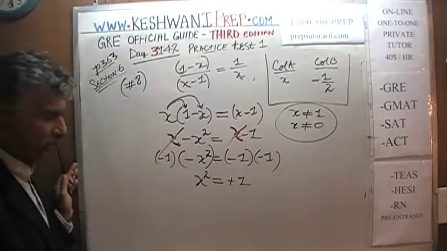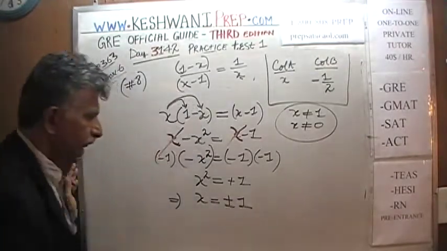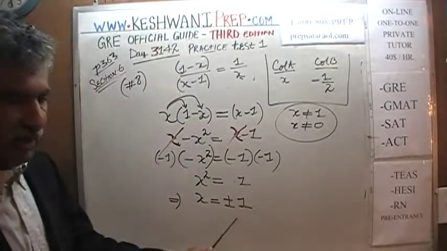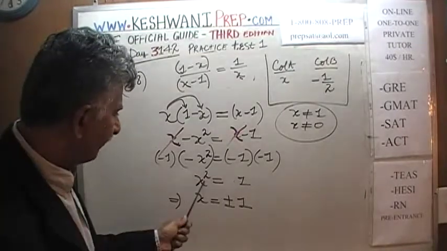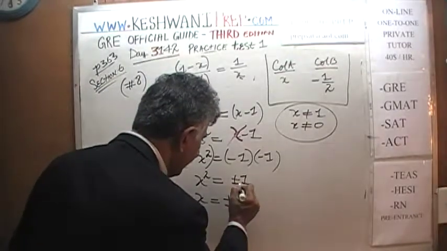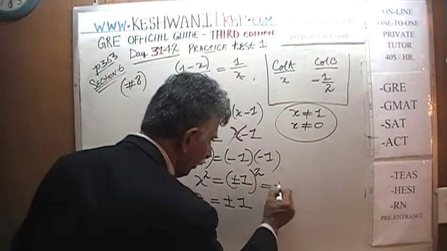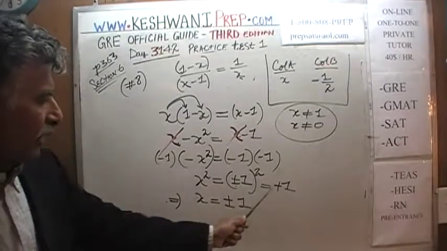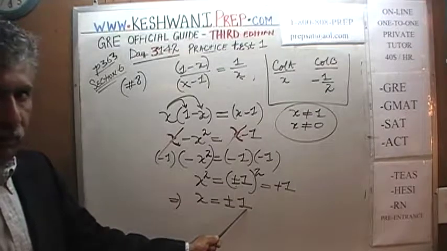If x squared is equal to positive 1, that in turn implies that x has to be positive or negative 1. If x squared is 1, x has to be either positive 1 or negative 1, because in both cases, you see, x squared is 1. So in both cases, whether x is positive 1 or negative 1, when we square it, negative 1 times negative 1 is positive 1. Therefore, that's the solution, x equal to either positive 1 or negative 1.